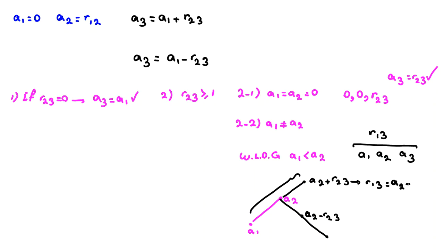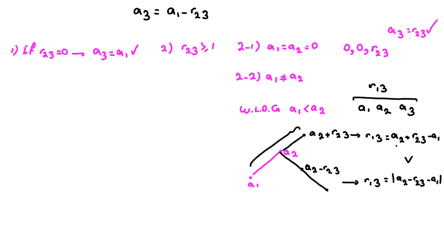It's A2 plus R23 minus A1. In this case, R13 is what? The absolute value of this difference. So it will be A2 minus R23 minus A1. And obviously, this one is less than this one. Because they are different, one of them is good, since it is guaranteed that there is a good sequence. I should only prove that these two values are different.